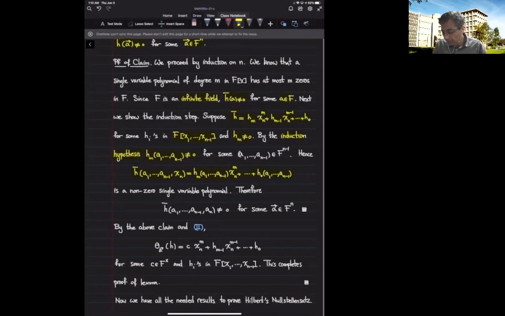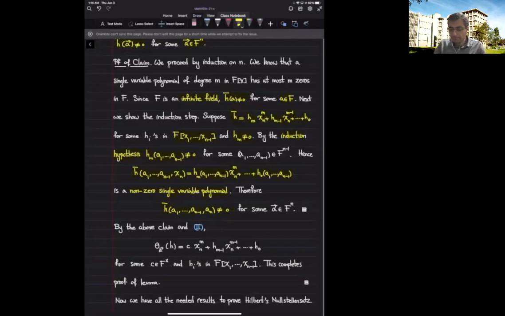Okay, so again, when I evaluate it, I get a non-zero single variable polynomial, and because F is infinite, we can find some a sub n and add it to the ones that we have already found and make sure that h bar is giving us a non-zero value. Okay, so this shows the claim.